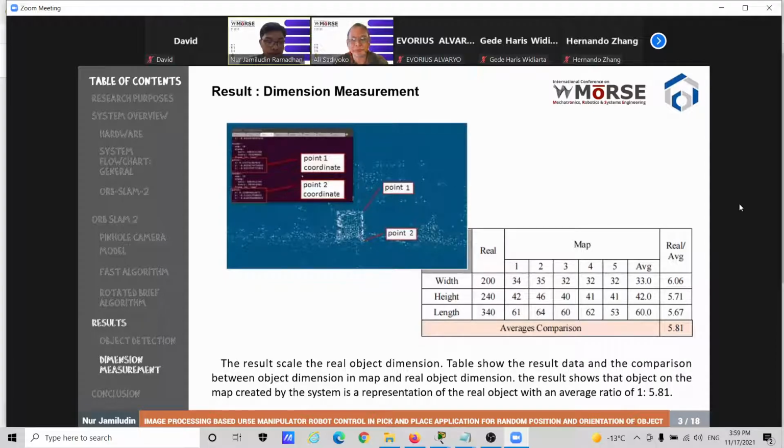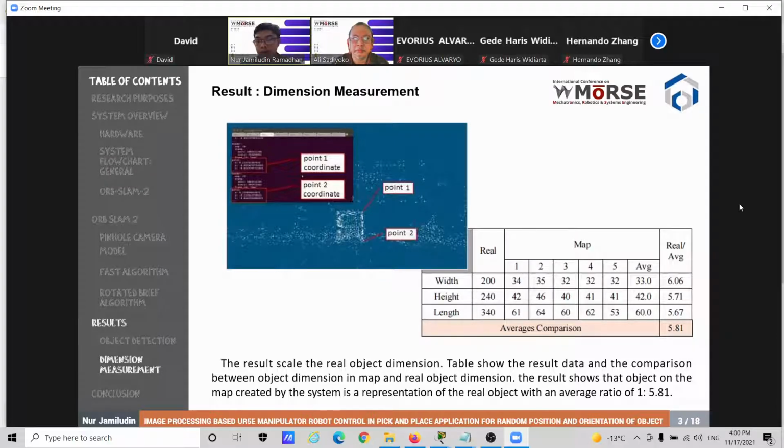Then we also do the measurement. Previously, this measurement was carried out with the intention of knowing the comparison between the actual object and the dimension of the map. The results scale the real object dimension. The tables show the result data in the comparison between object dimension and map. We get the ratio of the real object and the represented object in the map is 1 per 5.81.